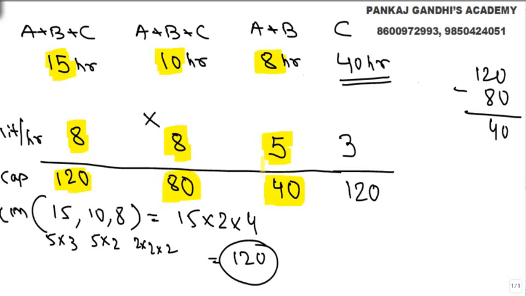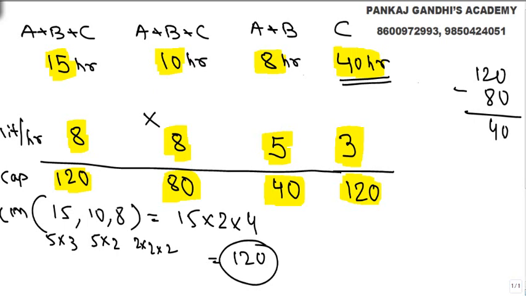Now, A plus B plus C per hour is 8. AB per hour is 5. So C is the remaining value, 8 minus 5. C fills 3 liters per hour. To fill the complete tank, 120 is going to need 40 hours.